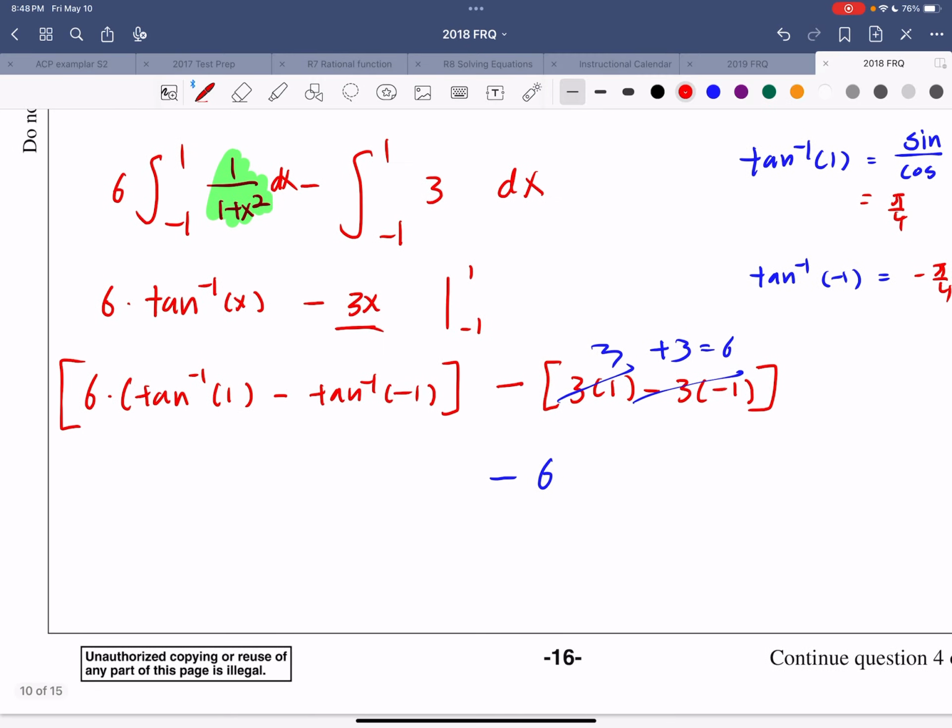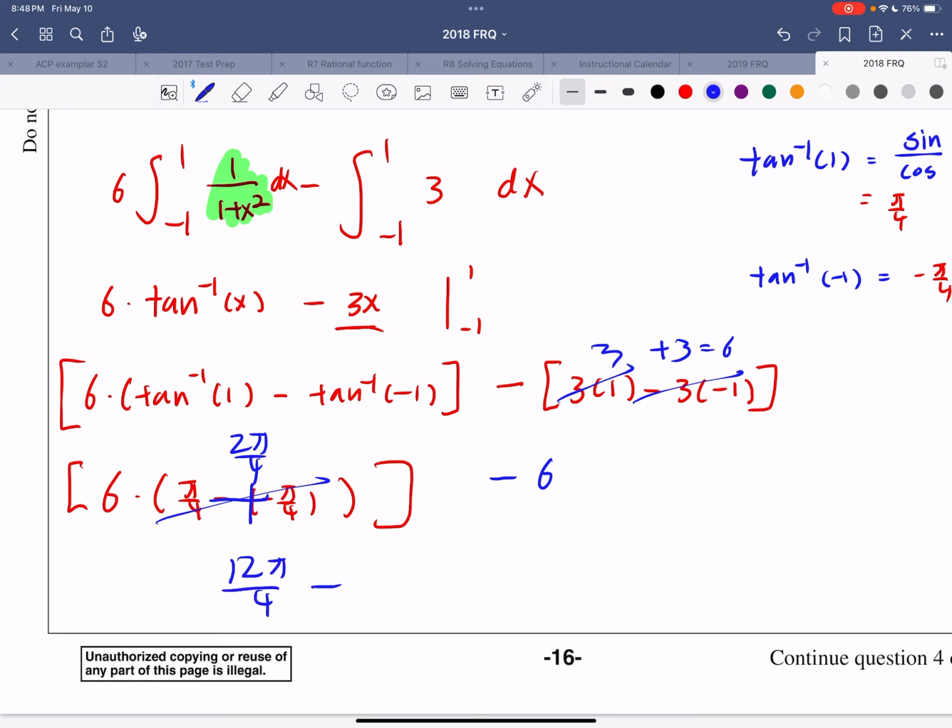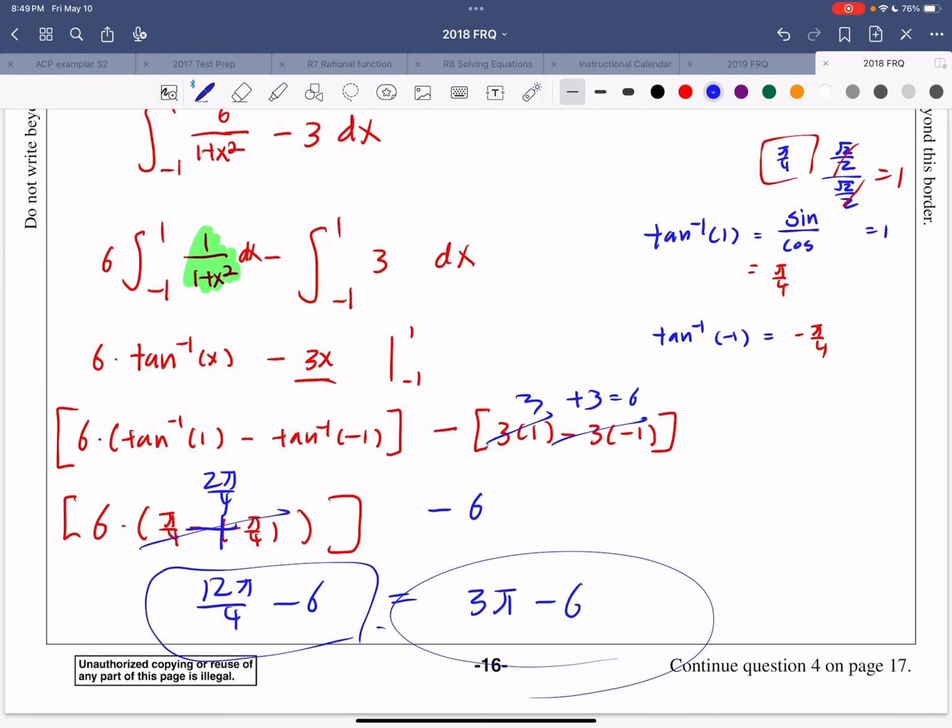So, yep, it's gonna be 6 times pi over 4 minus negative pi over 4 with a bracket, and negative times negative becomes positive, and when you combine them together, that's 2 pi over 4. 6 times 2 pi over 4 is going to be 12 pi over 4 minus 6. And you don't really have to simplify it, but if you want to simplify it, you can write 3 pi minus 6. That's fine. So that's how you do it. But even if you leave it like that, you're good.